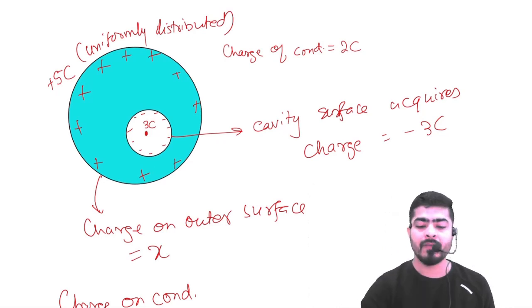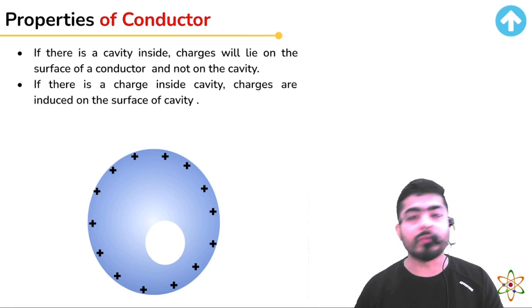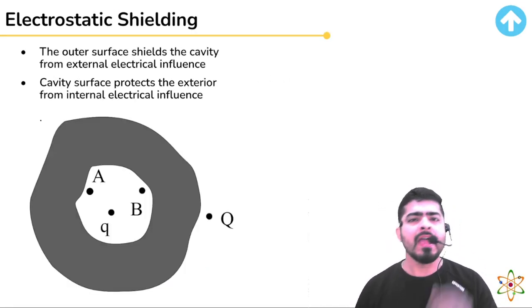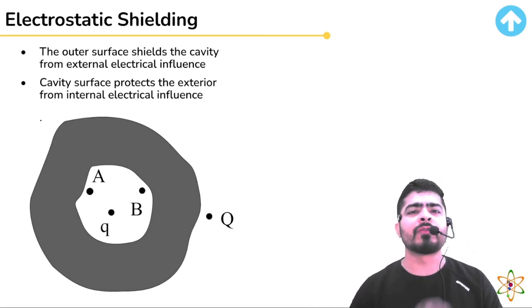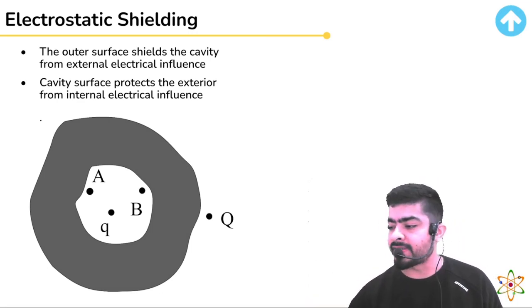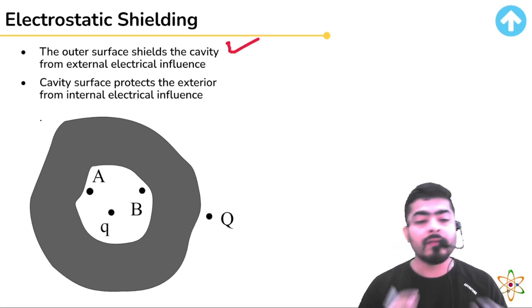Okay. So let's now jump to something which is completely related to this topic. The concept is called electrostatic shielding, another topic where students get confused a lot. The concept is very simple, just remember these 2 points. So what do these 2 points say? First of all, what does this point say?